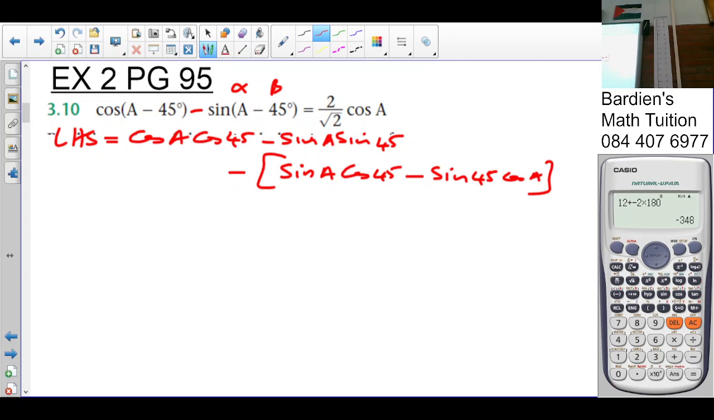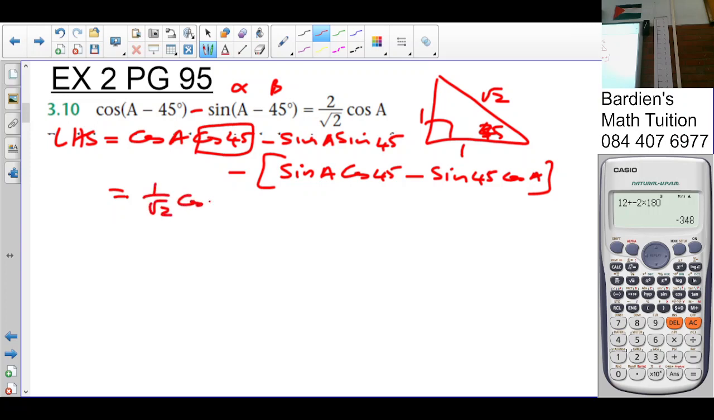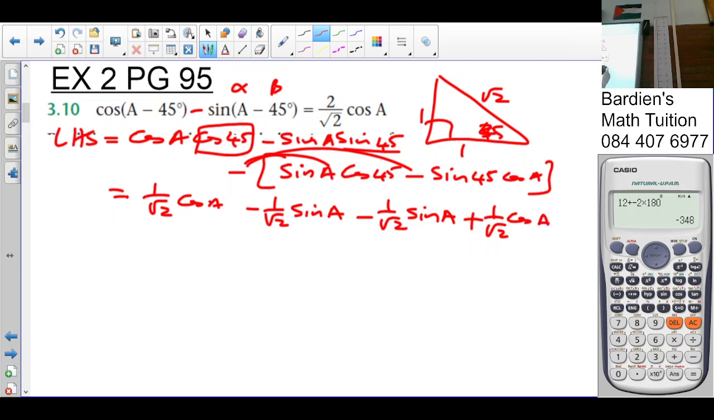Okay. So for the 45-degree angle, I'm going to take it to the special triangle there. So cos of A, cos of 45 is 1 over root 2. Cos of A. We always write the coefficient in front. Minus, that's 1 over root 2. Sine of A. I'm going to multiply that out, gives me a negative. Cos 45 is 1 over root 2. Sine of A. That then gives us positive. Sine 45 is 1 over root 2 cos A. Look for like terms. So this one here, and that one is like terms, not so?